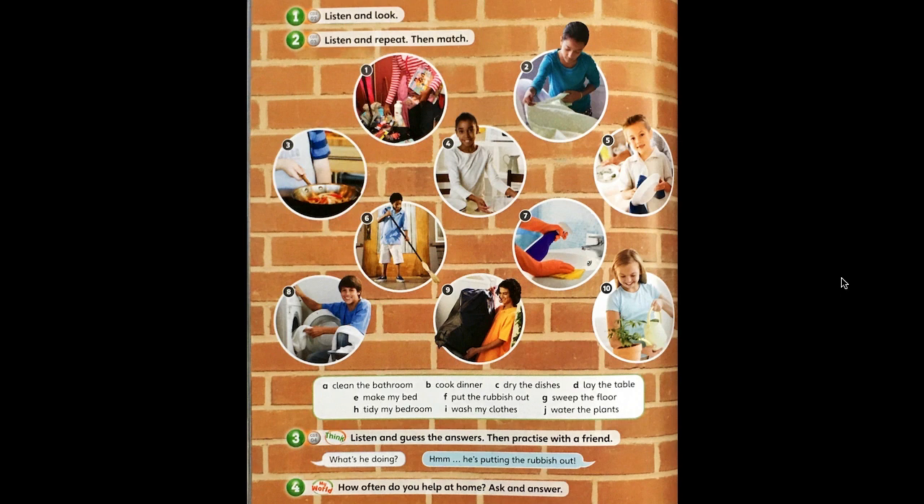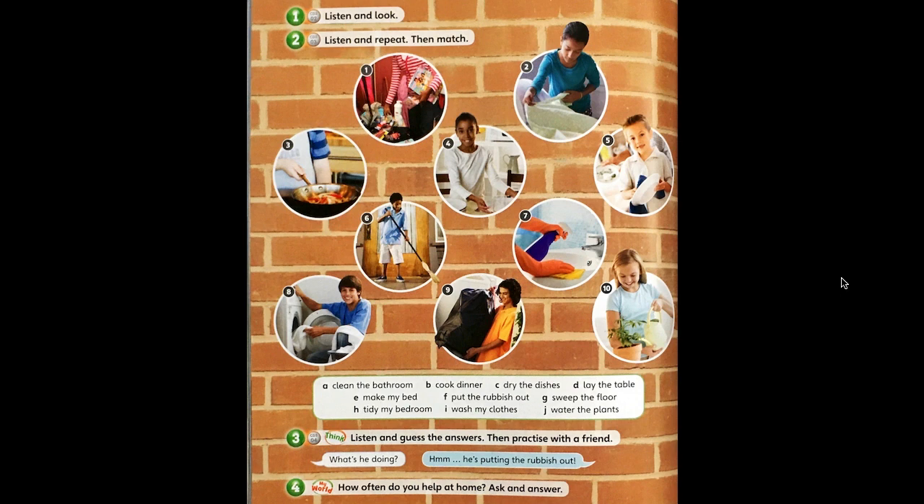Okay, so you're back now. So what we're gonna do together is check the answers for the question. This is question number 2. Okay, so who's gonna give me an answer for number 1? What is job number 1? What is she doing in number 1? Yes, she's tidying my bedroom. So the correct answer is H, 1H, tidy my bedroom. Okay, that's very good. Good answer.